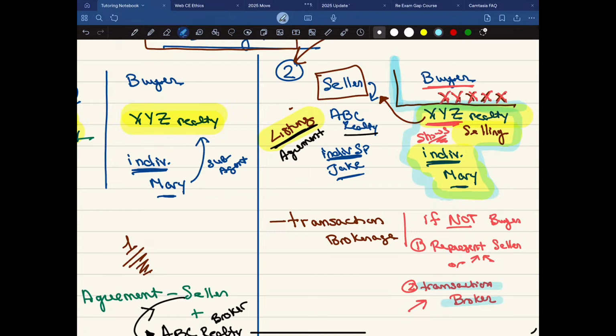Yes, Andromeda, the subagent only exists if the seller allows it.